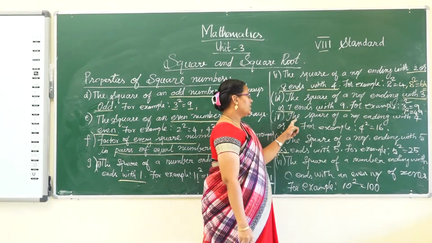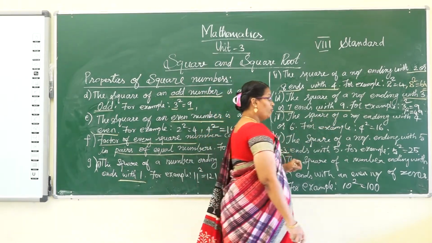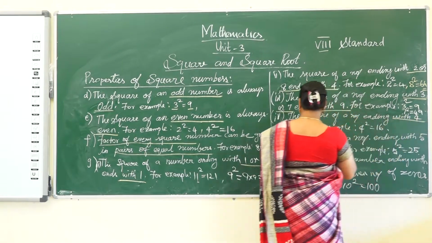And then the square of a number ending with 4 or 6.